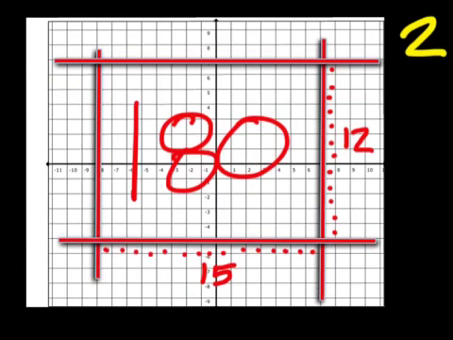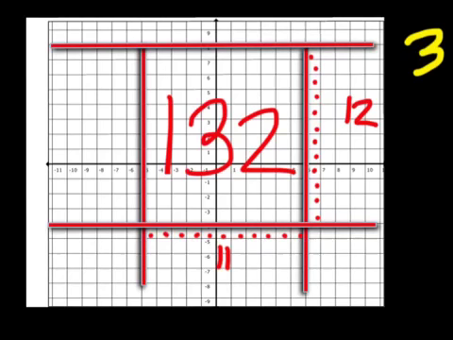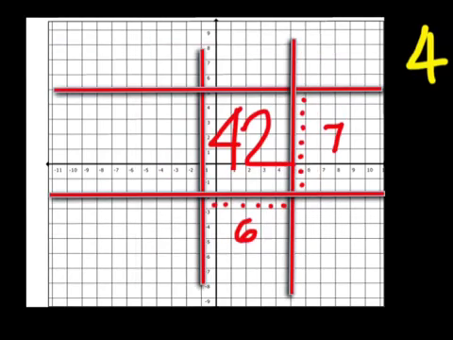The second one should have given you a box that looks like this. It's 15 by 12 and it's 180. The third one is 11 by 12 and it's 132. And the fourth one is 42. It is 6 by 7.